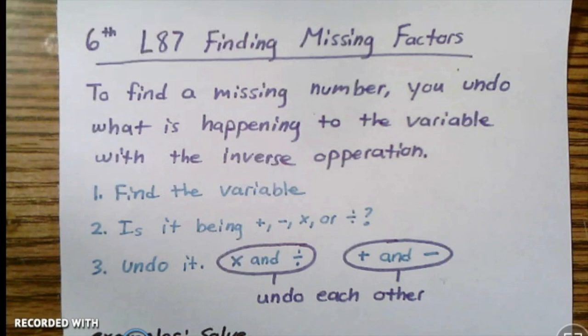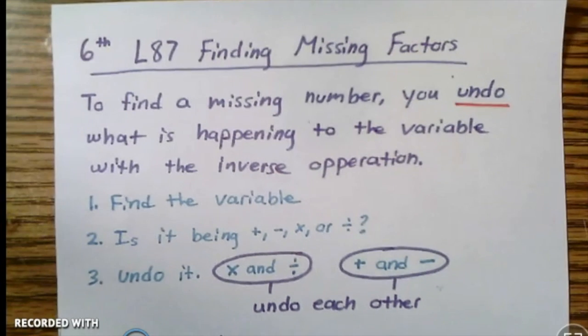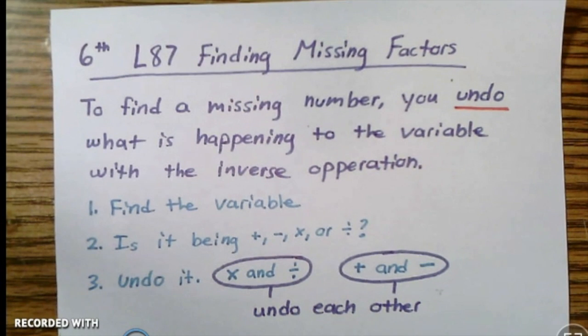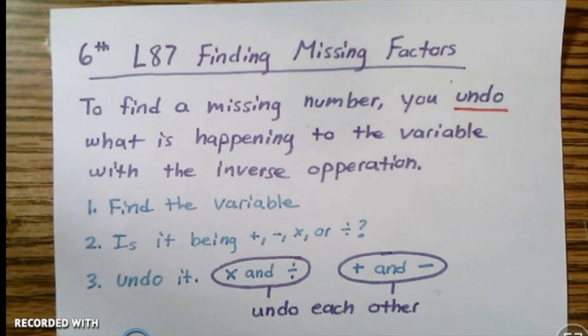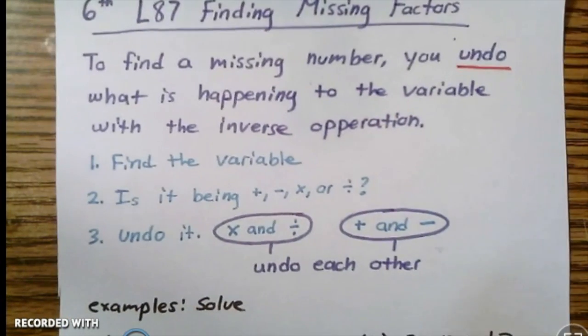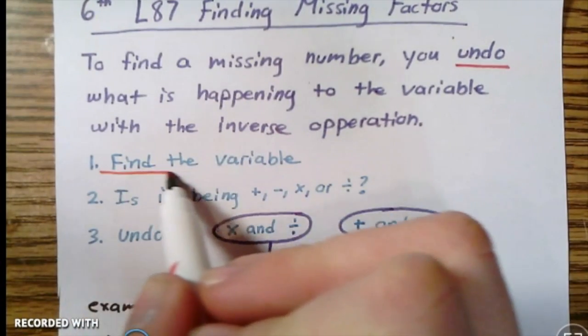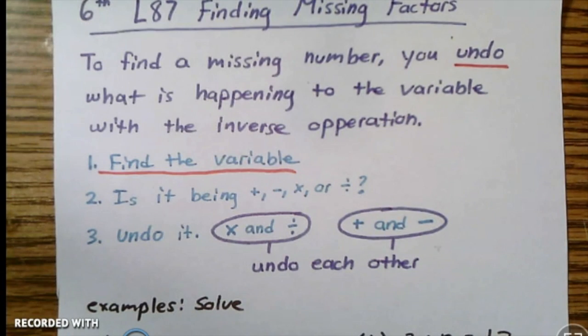Lesson 87 on finding missing factors. To find a missing number, you undo what is happening to the variable with the inverse operation. Two lessons ago, we already talked about this some. Today, we're going to really dive in and get used to it. So the first step is to find your variable. Figure out where it is in your question.